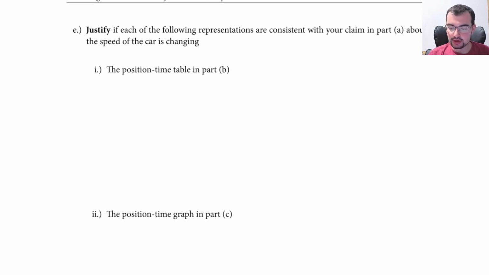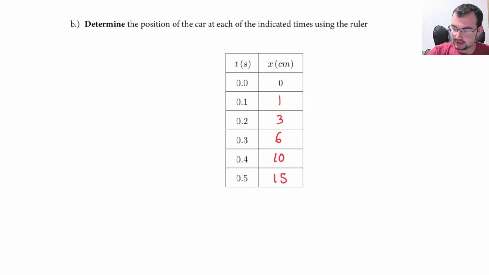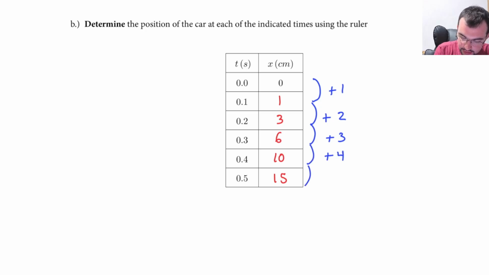So let's make sure that all these things are consistent with speeding up. How is the table consistent with speeding up? Well, notice that the time intervals are the same. This second, I went 1 centimeter. This second, I went 2 centimeters. This second, I went 3 centimeters, then 4, then 5. So this is really just the gaps, right? So every gap is getting larger.